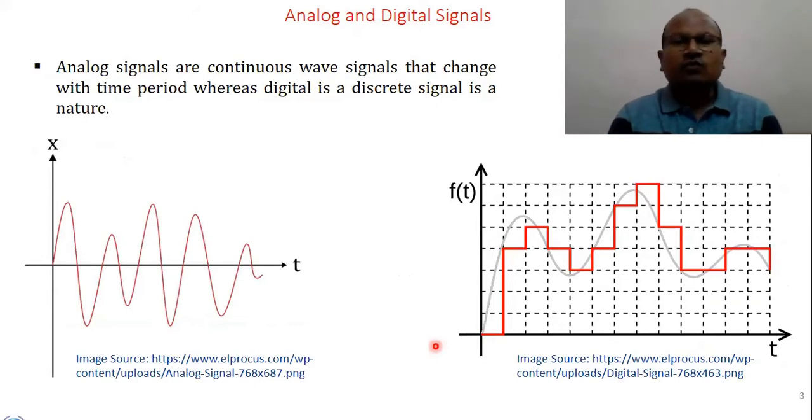Now let's understand what analog and digital signals are. Analog signals are continuous signals that change with time, whereas a digital signal is discrete in nature. We can see in the diagram that the first signal is continuous in nature, whereas the second signal is discrete in nature. Discrete means it is in the form of pulses or samples.